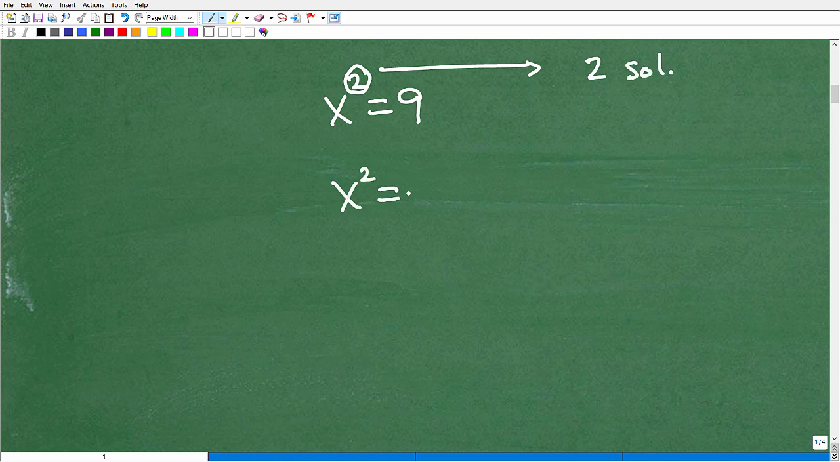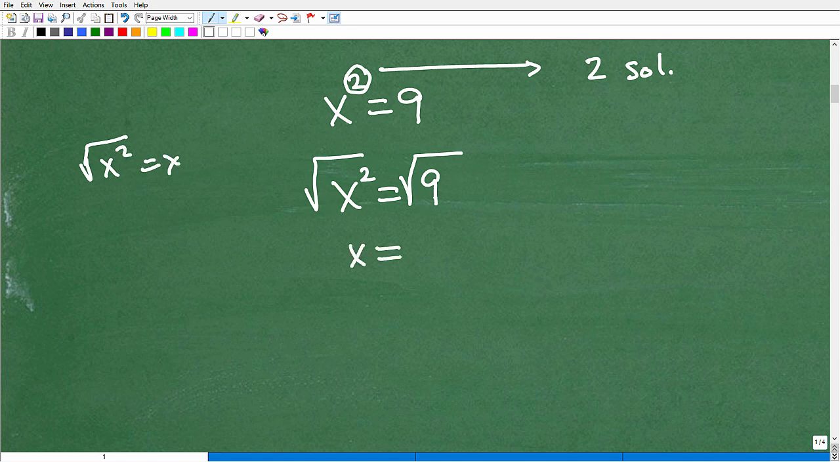Interesting. All right, x squared is equal to 9. So x represents a number. Some number squared is equal to 9. So how do I solve this equation? Well, I take the square root of both sides. All right, what's the square root of x squared? Well, that's just x. So the square root of x squared is x.